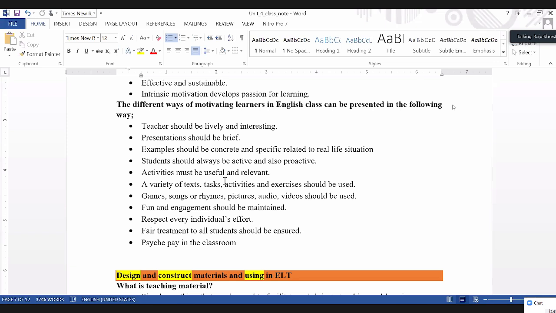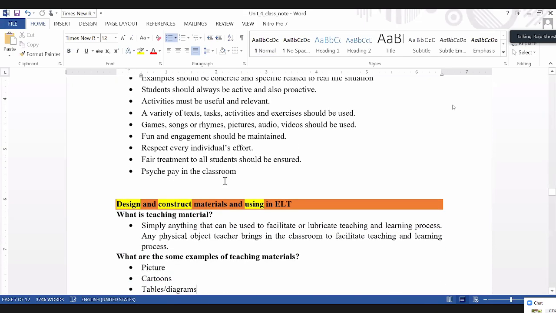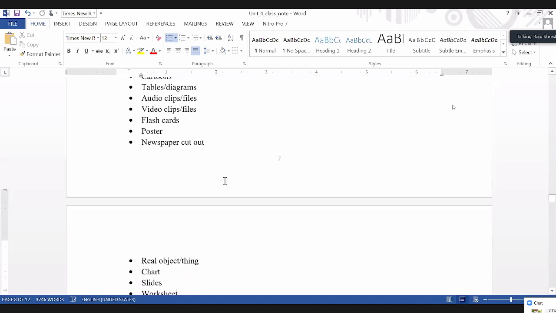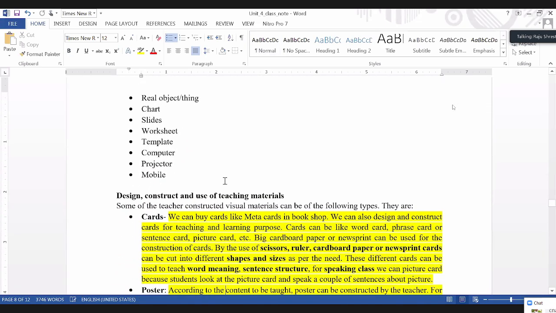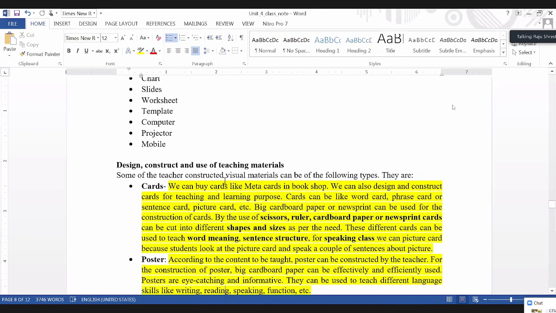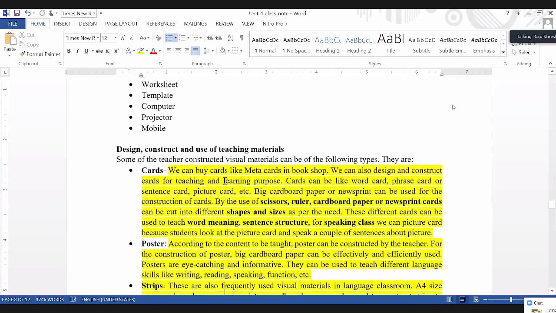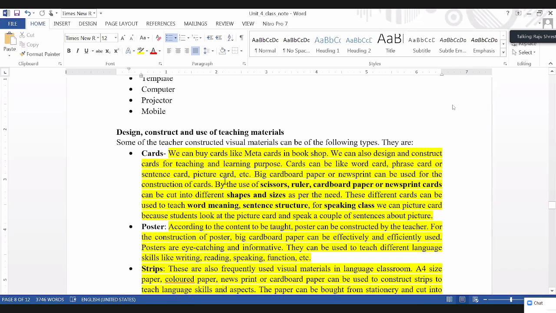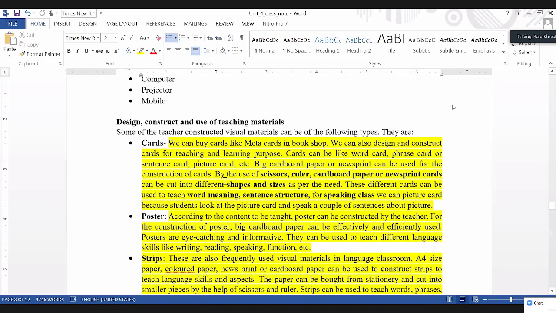Games, songs, rhymes, pictures, audio, video should be used in the classroom because these different materials create variety in the classroom. We discussed yesterday: design, construct. These are the different materials. Then we can design the plan, shapes, and size, and accordingly construct using different materials like scissors, ruler, cardboard paper, newsprint, A4 size paper. We can cut, produce in different shapes and sizes and use them in the classroom to teach different skills and aspects of language.